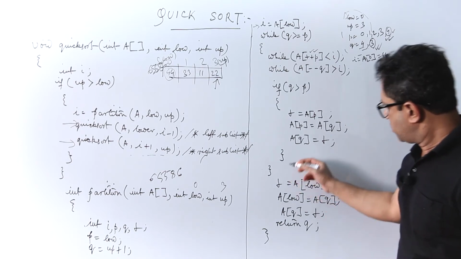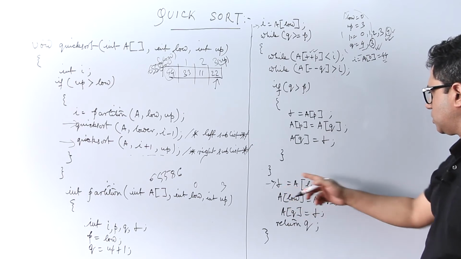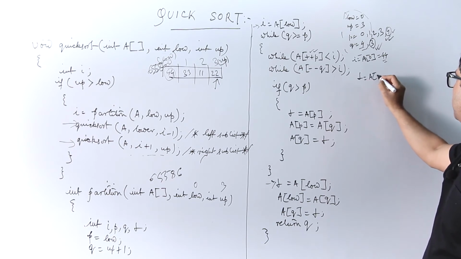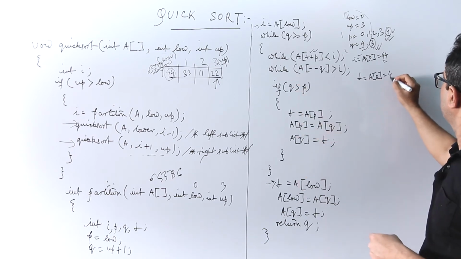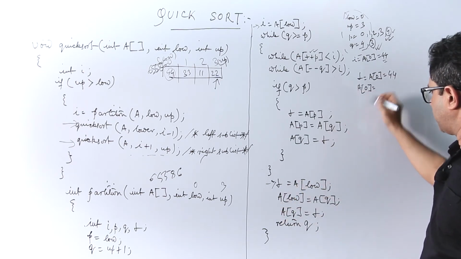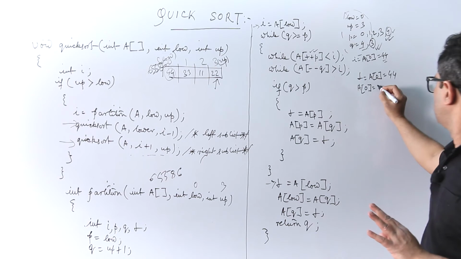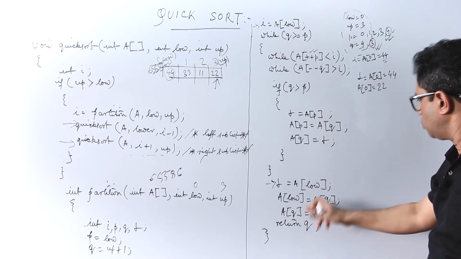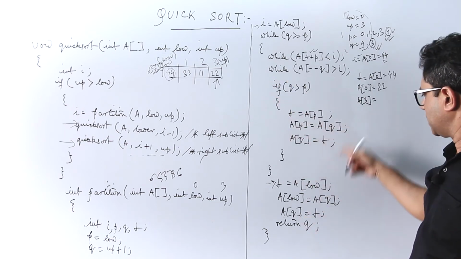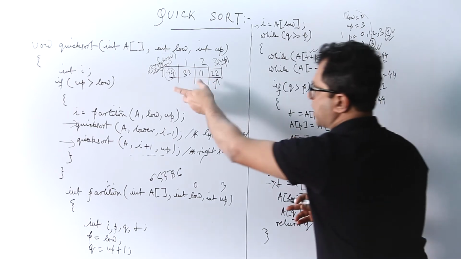After coming out of this while loop, we come to this line and see that it is written T is equal to A low. What is the value of low? The value of low is 0. So T is equal to A0, and A0 means 44. Now we see A low, which means A0, and we assign the value of AQ to it. What is AQ? AQ means A3. What is A3? 22. We write 22 over here and write AQ is equal to T. AQ means A3, so A3 becomes T. T is 44. Now 22 and 44 get swapped with each other.